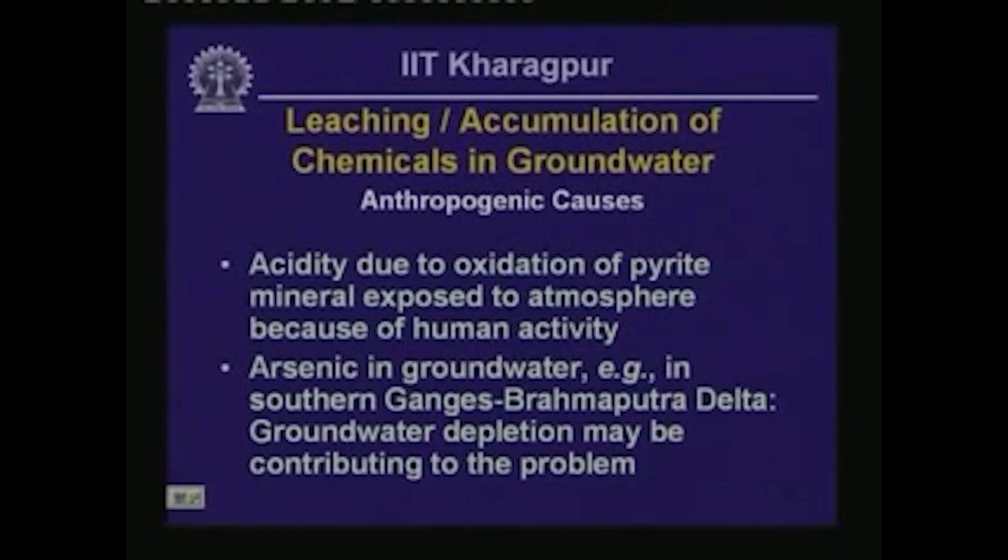Or arsenic in groundwater also could be released because of groundwater depletion, and researchers are not very sure about the extent to which lowering of groundwater in the Ganges-Brahmaputra delta is causing the arsenic problem in West Bengal and Bangladesh.